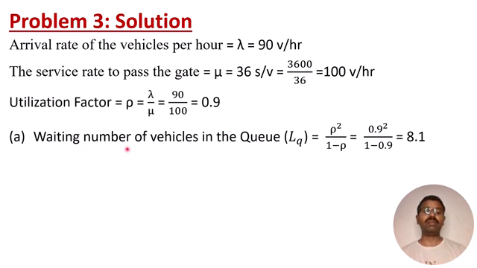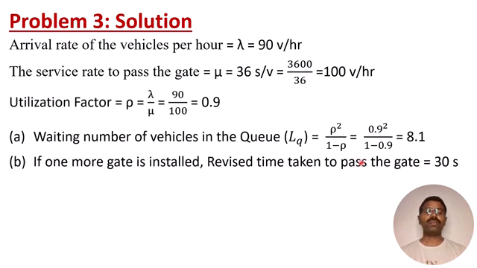And the number of vehicles waiting in the queue, let us calculate Lq. Lq is equal to rho square by (1 minus rho), that is equal to 0.9 square by (1 minus 0.9), that is equal to 8.1. That means the average number of vehicles waiting in the queue is about 8 vehicles. And if one more gate is installed, the revised time taken to pass the gate is 30 seconds. Now 8 vehicles are waiting in the queue on an average, but let us calculate by taking the revised timing.